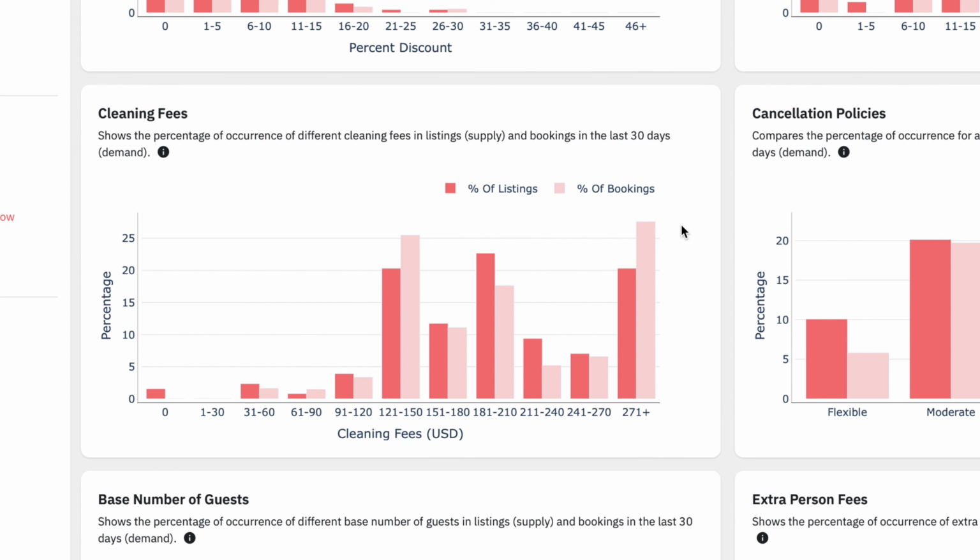Cleaning fees. Our cleaning fee is $300 just because of how big the house is. And so it's reassuring that this doesn't seem to be a deterrent for bookings, at least in this market.